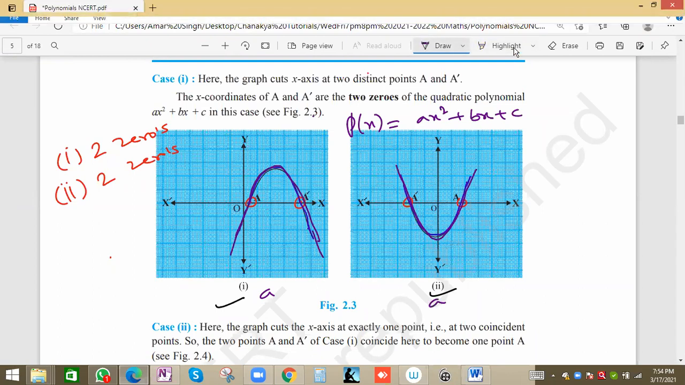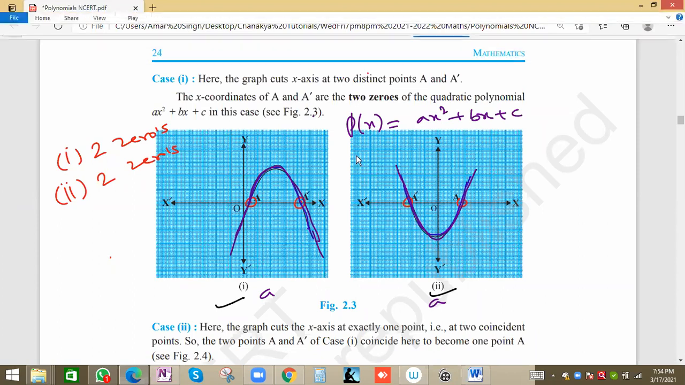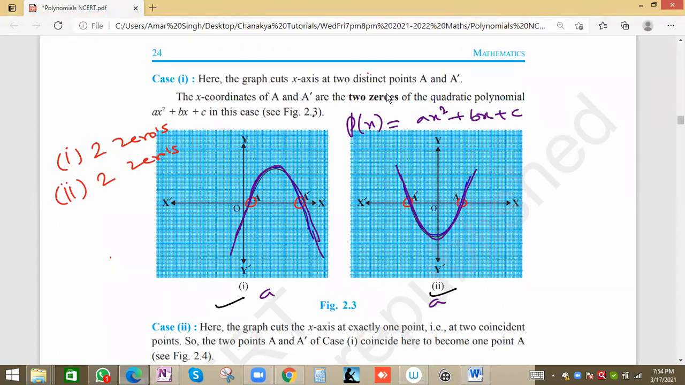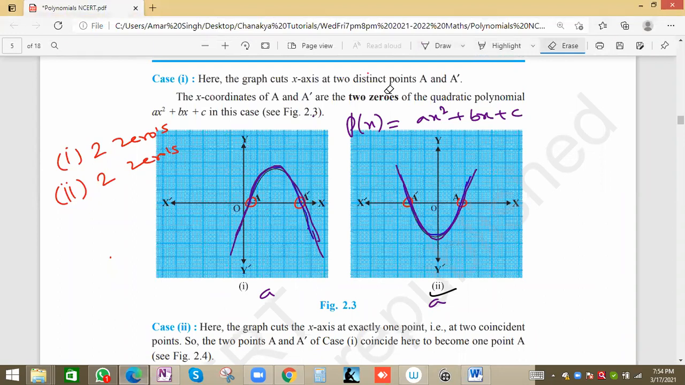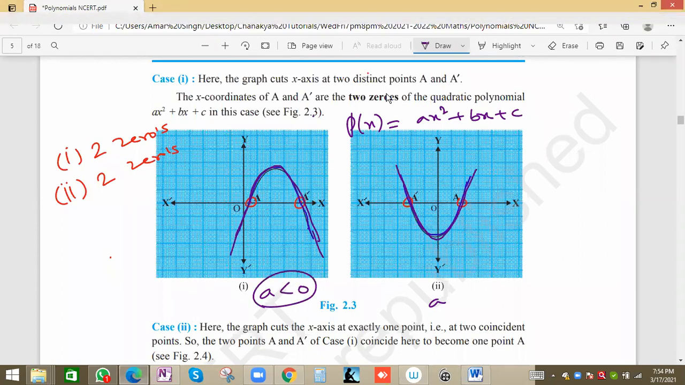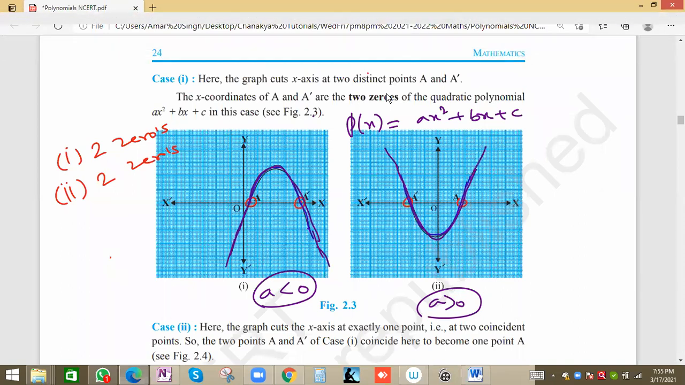Second one, we can say this will be less than 0, no? For this one is going downward. For going downward, a is less than 0. Opening upward, a is greater than 0. Opening in the downward direction, the value of a is less than 0. Opening in the upward direction, the value of a will be more than 0, always. So it depends on the value of a. A value means this value.